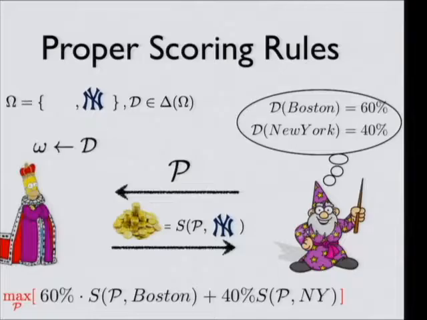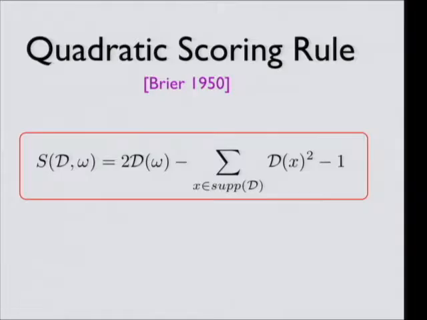OK, so we really need to define what this function S is. And Ankur said, for example, the KL divergence. But we really want something that's like a contract, that you tell me a prediction D. Here, I overloaded notation, so D is your prediction. It's going to turn out to be a true distribution, but it could be anything. And I see some state of the world, say the Yankees won. So I give you a reward that's 2 times the probability that you said that the Yankees won, minus some norm of your distribution, minus 1.